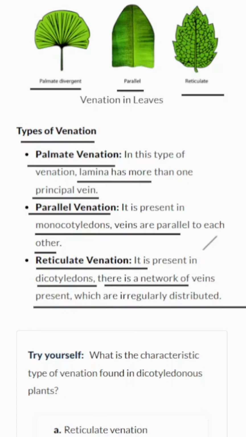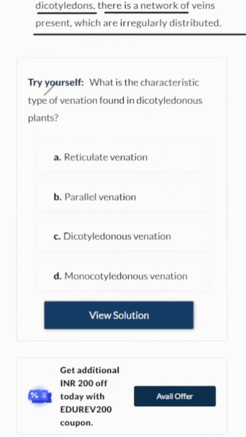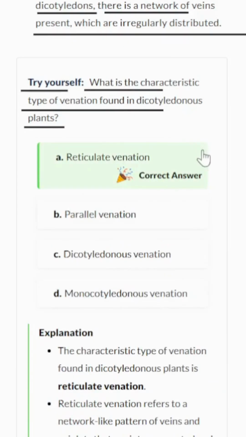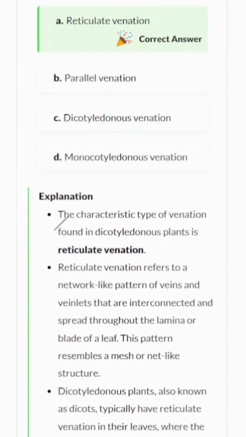Let us quickly solve a question to check what we have learned. What is the characteristic type of venation found in dicotyledonous plants? The correct answer is option A. The characteristic type of venation found in dicotyledonous plants is reticulate venation.